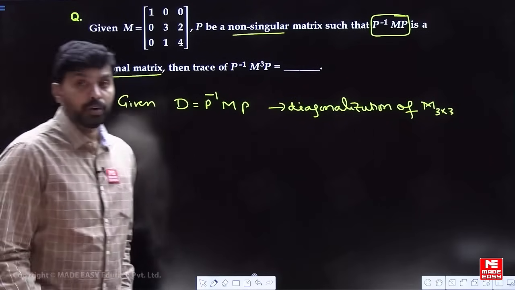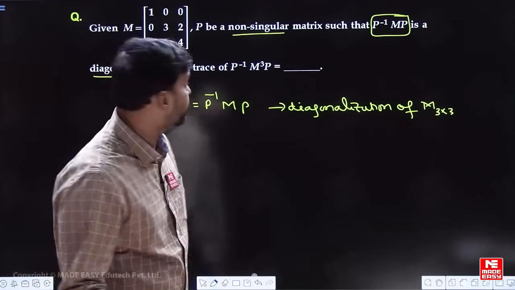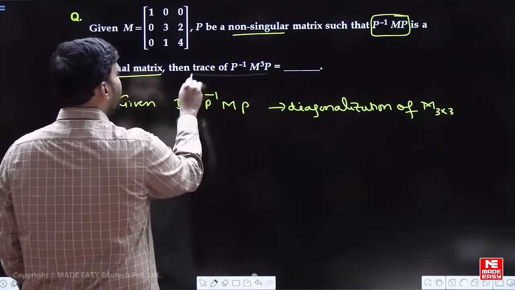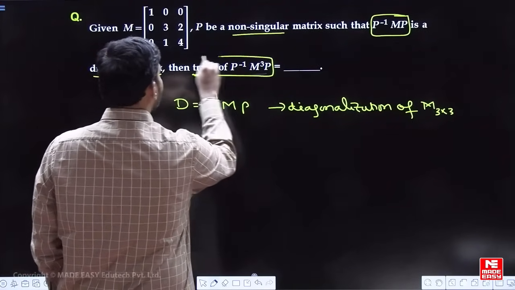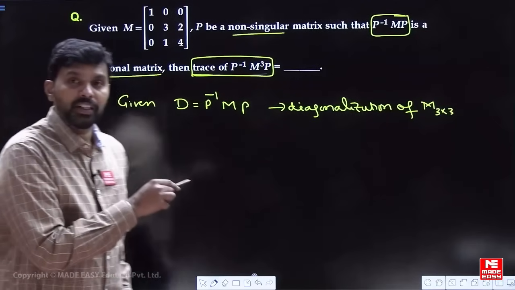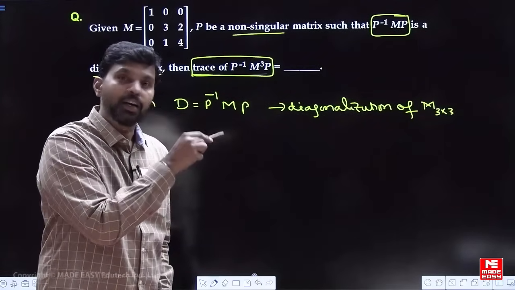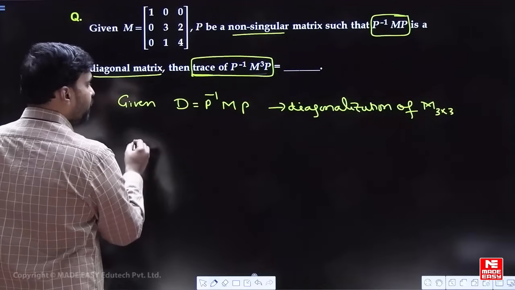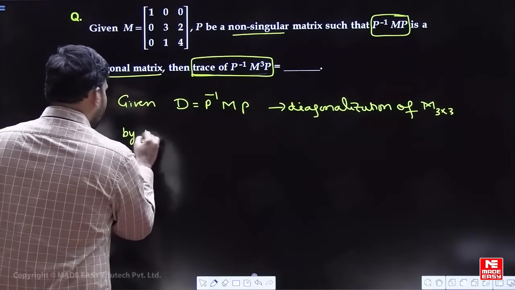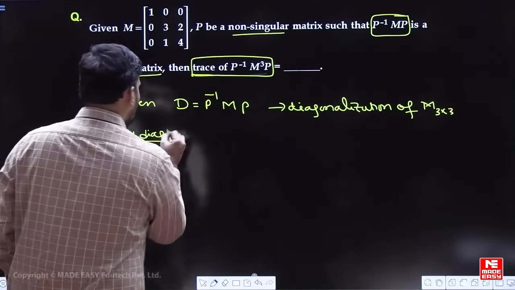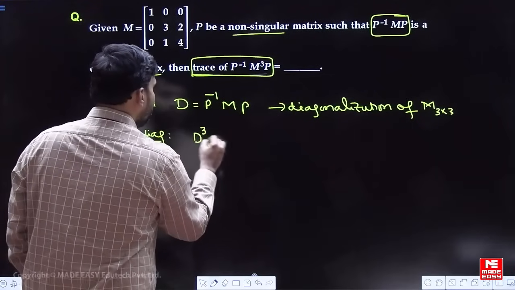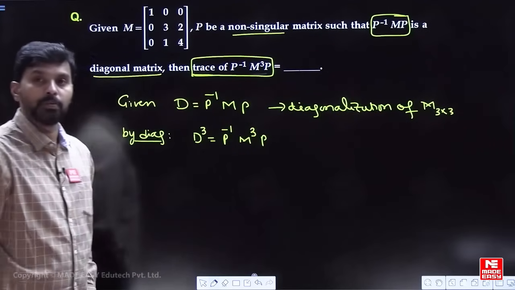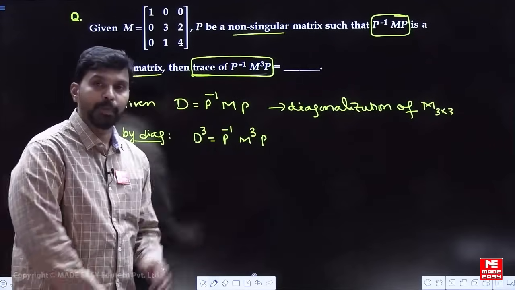Okay. So now here we can apply the concept of diagonalization. But what do you have to find out actually? Here we have to find out the trace of this. Before finding the trace, first of all, let us understand what is P inverse M cube P here, right? So now I can say by diagonalization, we can say here D cube is equal to P inverse M cube P.